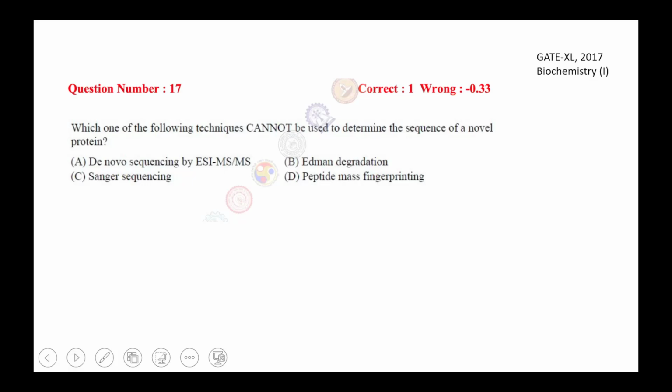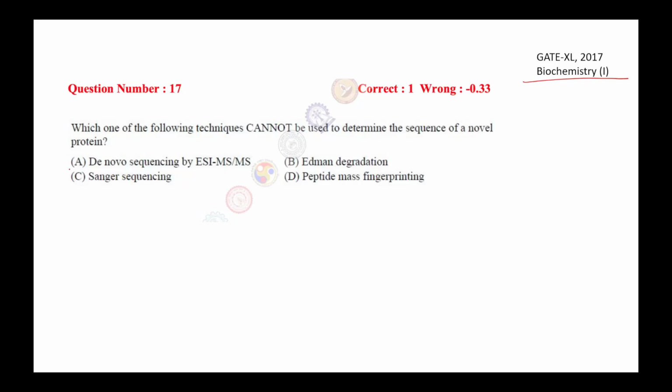Only, 1 marks question from 2017 question paper. Okay, so here it says, which one of the following techniques cannot be used to determine the sequence of a novel protein? So you want to analyze the sequence of the protein, so they are asking which technique cannot be used. So 4 options they have given.